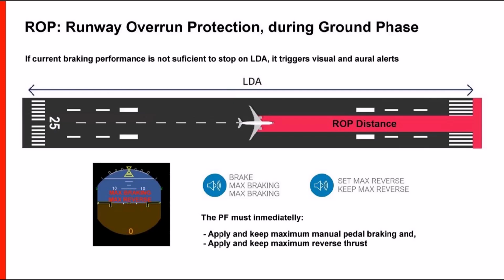When on the ground, the ROP function calculates the braking distance for current aircraft and runway conditions. If the current braking performance is not enough to stop on the landing distance available, it activates visual and audible alerts. As soon as an overflow situation is detected, "max braking" and "max reverse" messages are displayed on both PFDs. At the same time, the audible alert "max braking" is activated.